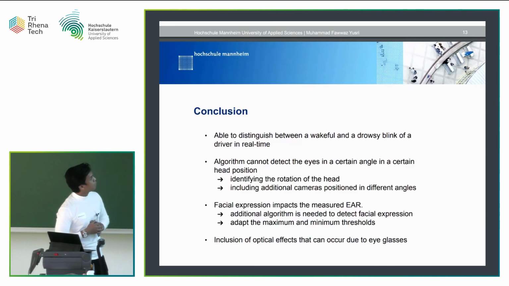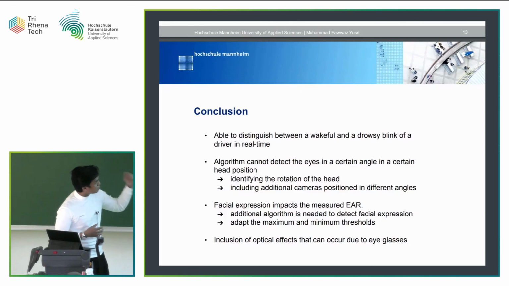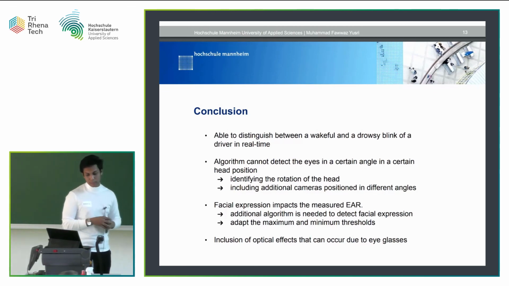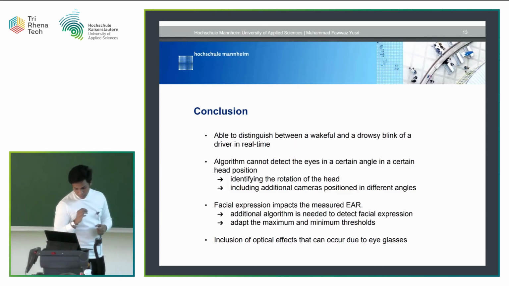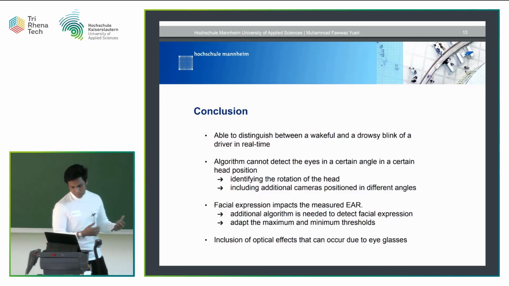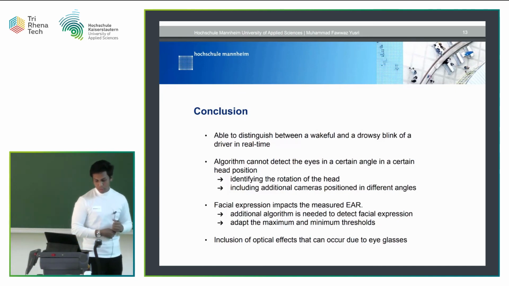The second problem is facial expression. For example, smiling: when someone smiles, the eyes become smaller, so it will impact the eye aspect ratio and also the speed calculation. The suggestion is to add a new algorithm to detect facial expressions and also to adapt new, updated maximum and minimum thresholds.